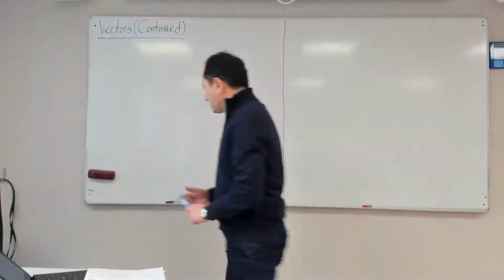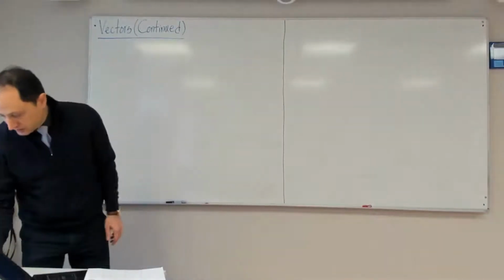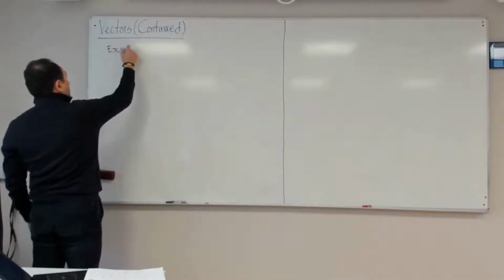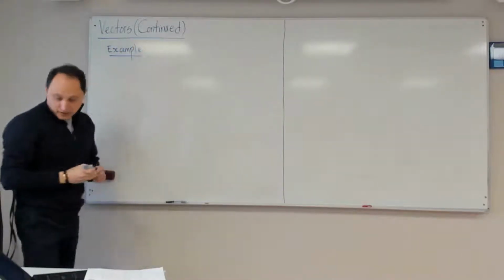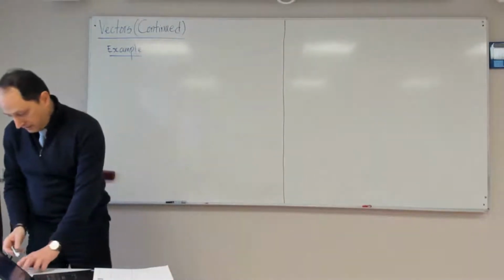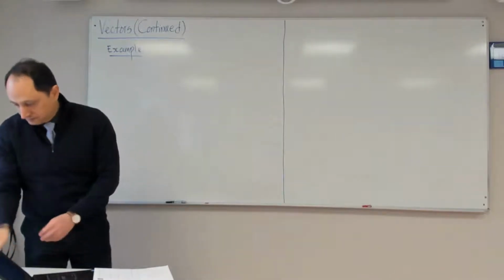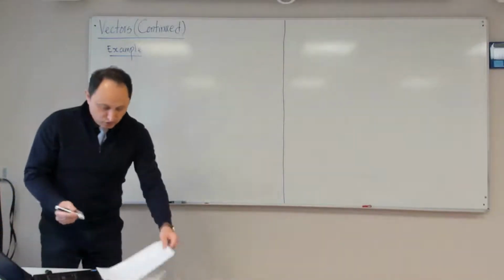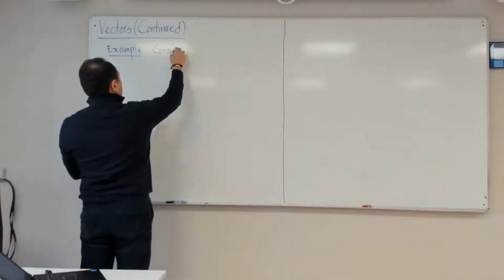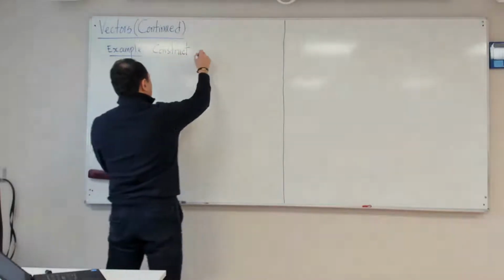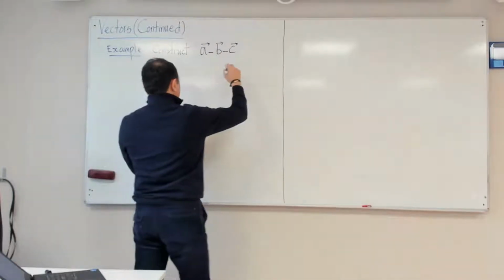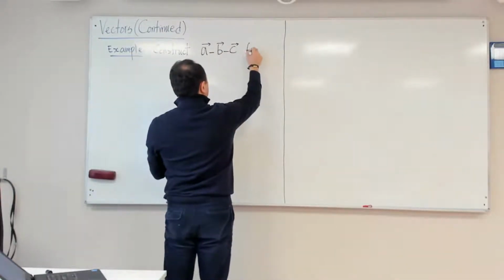Okay, so I just want to give you some examples. The first one, let me remind you, we talked about the subtraction of vectors. Do you remember? Now let me give you a very simple example. Assume that I have these vectors. I have three vectors. I want you to construct the vector A minus B minus C for the following vectors.